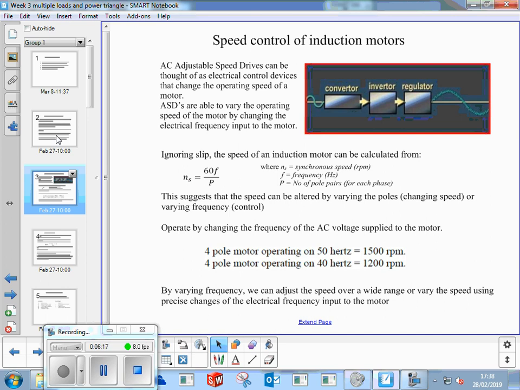So it'd run faster in America on the 60 Hertz system. By varying frequency, we can adjust the speed over a wide range, using precise changes of electrical frequency input. They are quite complex in terms of the electronics involved in recreating that variable frequency. We're able to program them so that they ramp the speed up and down, and control the braking, among all sorts of things. Modern inverter drives are quite complex and programmable.